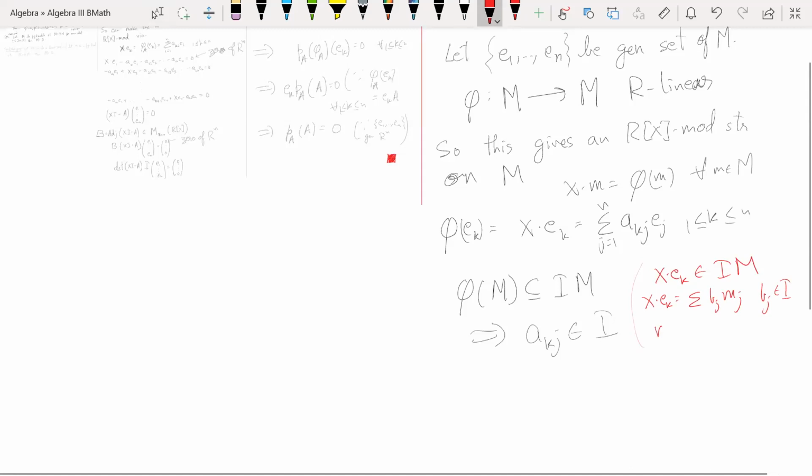Now, each m_j you can write as some linear combination of the e_k. So each m_j is the sum of alpha_jl e_l, l equals 1 to n. If you multiply by b_j, each of these coefficients lies in I. Then you collect all the coefficients of e_l, and they will all lie in I. So you can make sure that the a_kj are in I. Is that clear now? So we get that x dot e_k is the summation, and the a_kj are also in I.